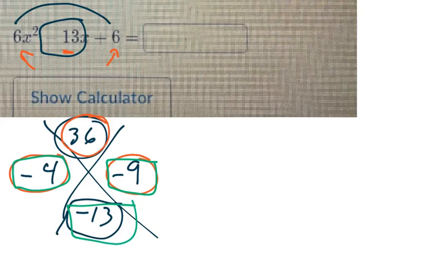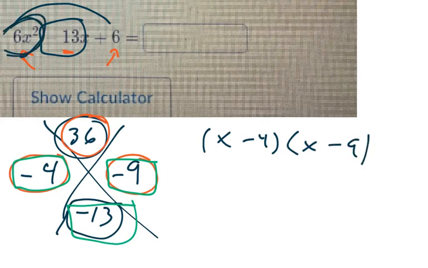So here's our answer, guys. x minus 4, x minus 9. Wait a minute. There's a 6x squared in front. How am I going to do that? I need to do a 2 times a 3, right? Because that doesn't divide by 6, and that doesn't divide by 6. So I have to split the 6 up.